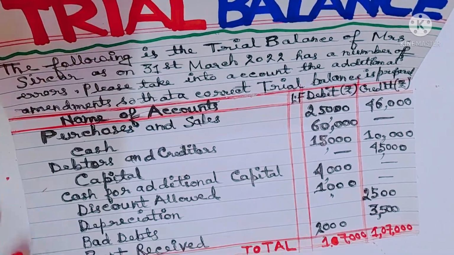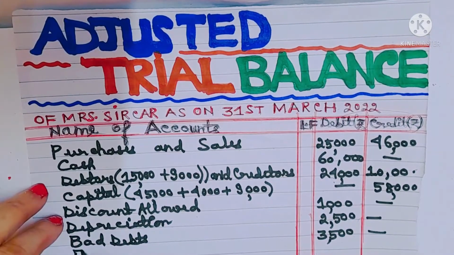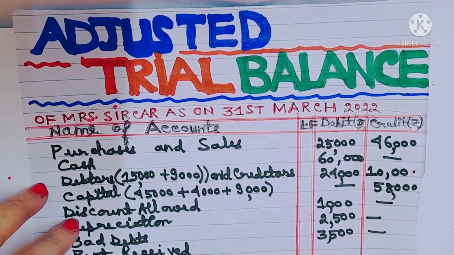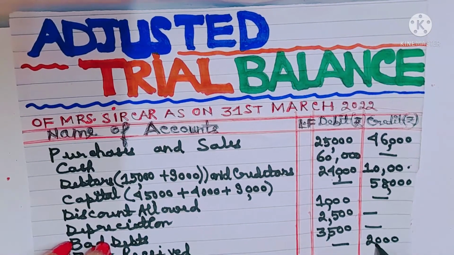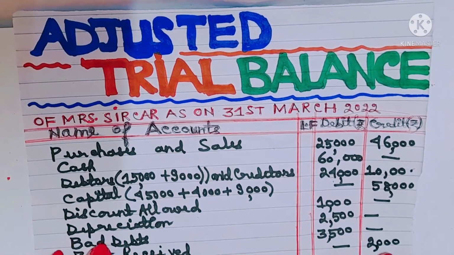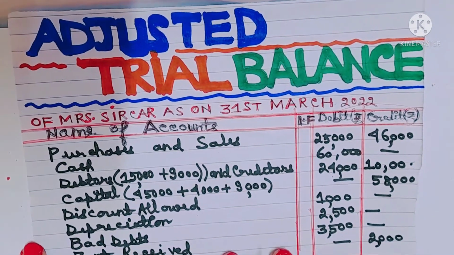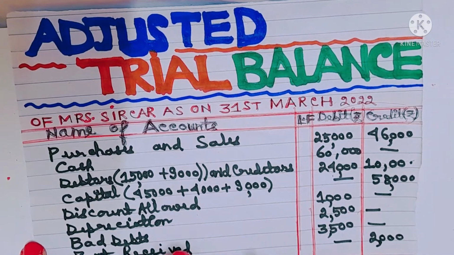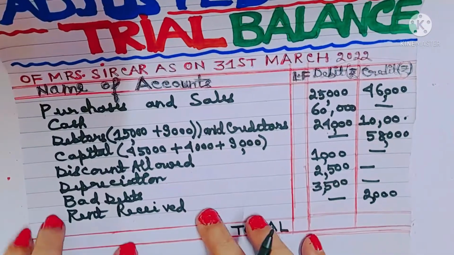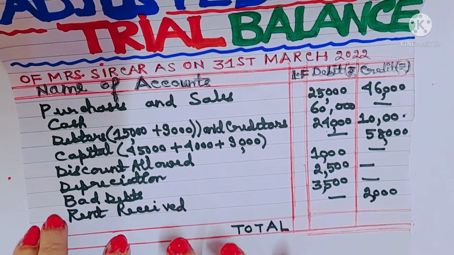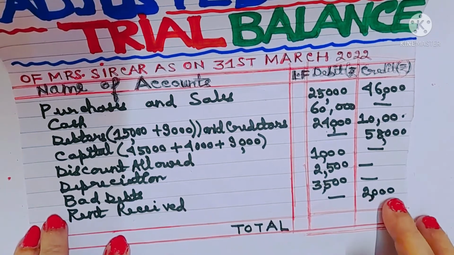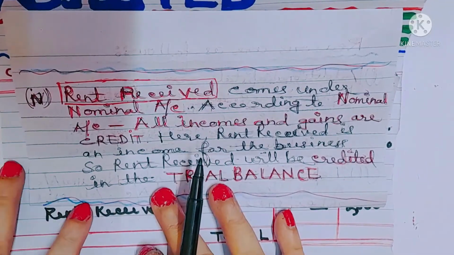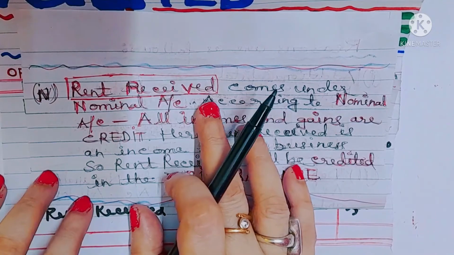Okay, let's write rent received. Rent received is a credit balance. They have wrongly written in the debit column but we will rectify and write the amount in the credit column. Why is rent received credit? Because rent received comes under nominal account. According to nominal account, all incomes and gains are credited. Here, rent received is an income. So, rent received will be credited. Understood? Now, let's see how we have to write the short note for rent received because we have to rectify.